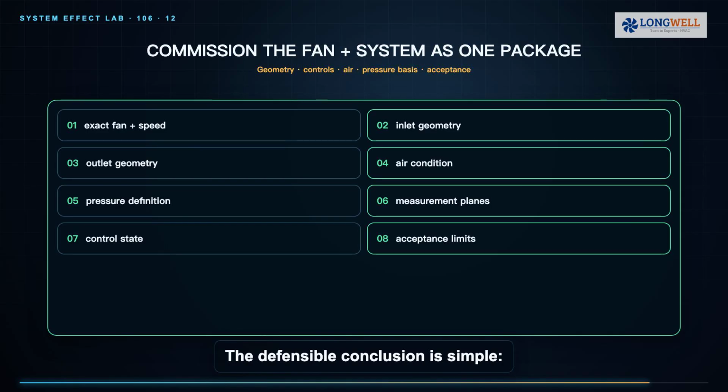The defensible conclusion is simple. System effect is the difference between a tested fan boundary and the flow conditions created by the installed system. Protect the inlet profile, manage discharge swirl and transitions, and commission the combined fan system operating point. Record geometry, controls, air conditions, pressure basis, measurement planes, and acceptance limits so the result can be repeated.